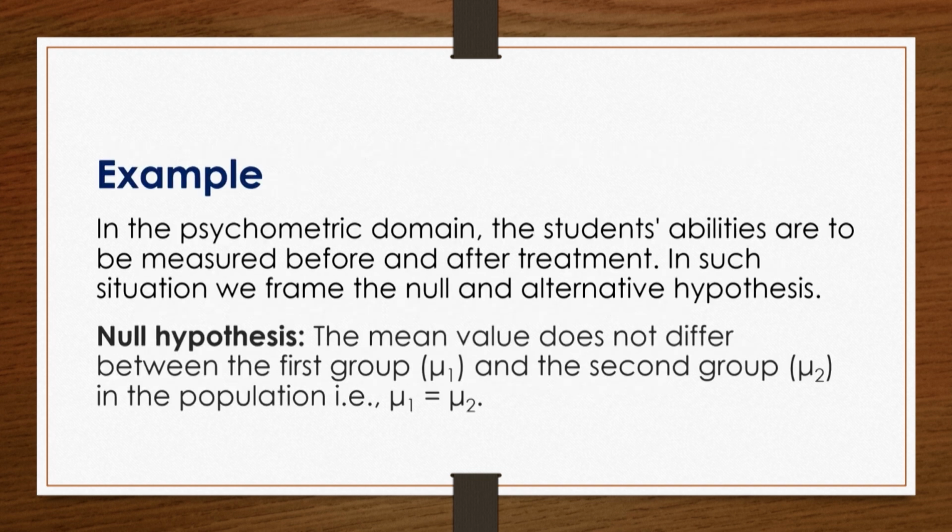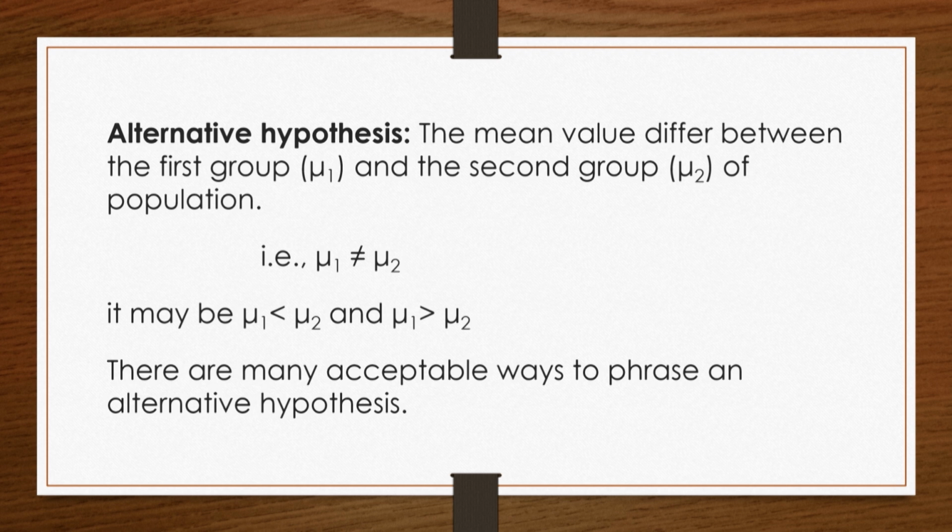Example: in a psychometric domain, the students' abilities are to be measured before and after the treatment. In such a situation, we frame the null and alternative hypothesis as follows. Null hypothesis: here, the mean value does not differ significantly between the first group mu1 and the second group mu2. In this population, we consider mu1 equal to mu2. Alternative hypothesis: here, the mean value differs between the first group mu1 and the second group mu2 of the respective population. That is, we consider mu1 is not equal to mu2.